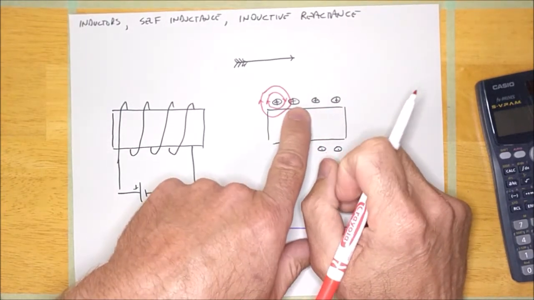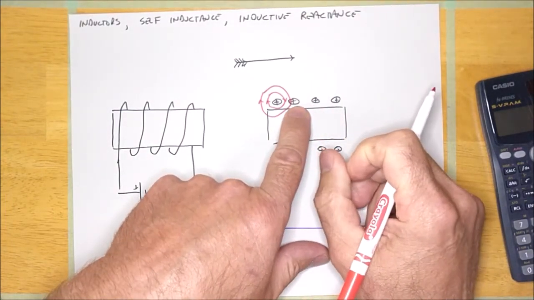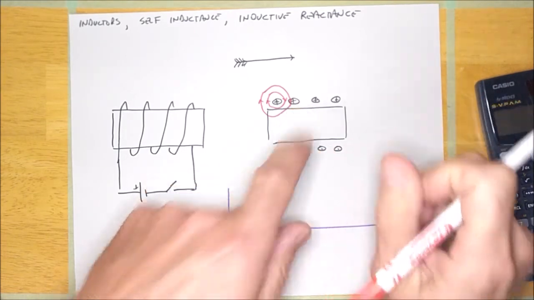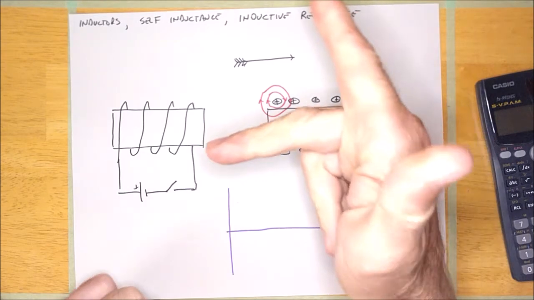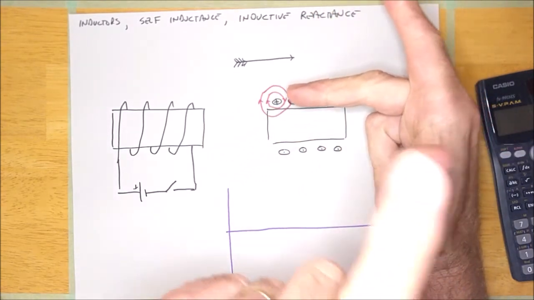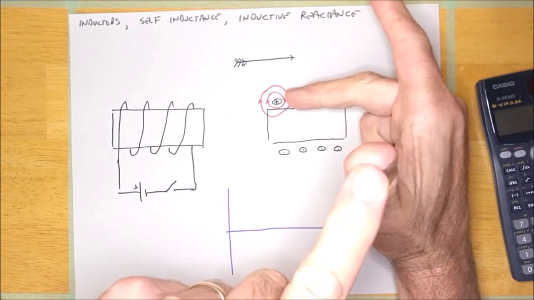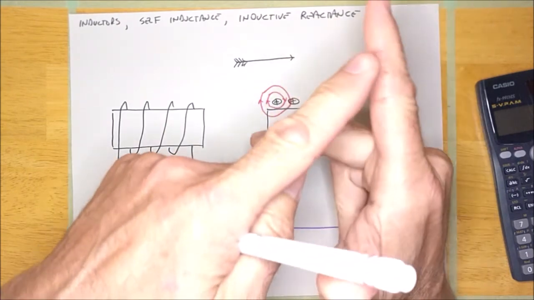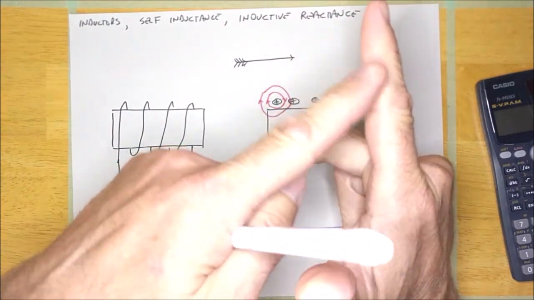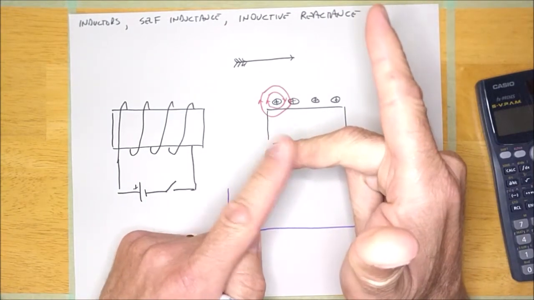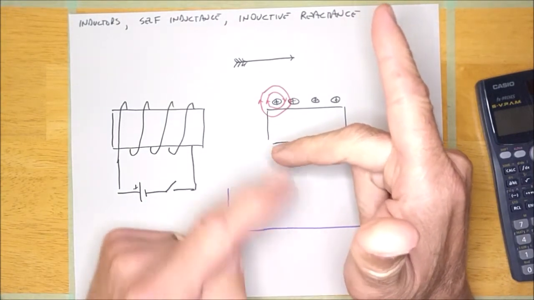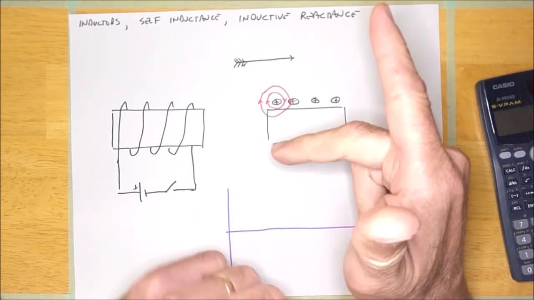Now, to figure out the voltage that's induced into this conductor, I can use another right-hand rule. Here, your thumb represents the direction of current flow, your first finger represents the direction of the flux, and your center finger represents the direction of the induced current or voltage.